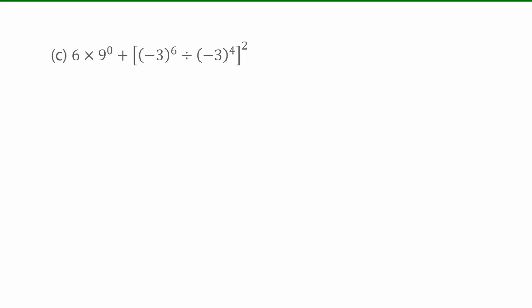Now for C, I'll start by simplifying the brackets. Now inside the brackets, I can use the quotient rule, which says I subtract the exponents. So this becomes negative 3 to the power of 2. Now I'll use the power of a power rule and multiply 2 times 2 together to give me negative 3 to the 4.